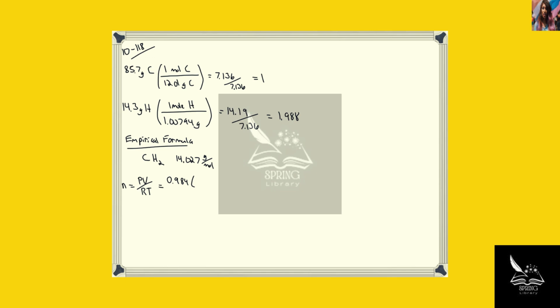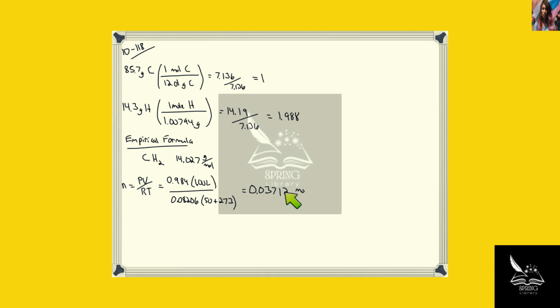The pressure they gave us was 0.984 atmospheres. We'll multiply that by the volume, which they gave us at 1 liter, and divide by R, 0.08206 liter atmospheres per Kelvin mole, multiplied by the temperature in Kelvin. They tell us it's 50 degrees Celsius, so we'll add 273 to that in order to get our Kelvin temperature. This then gives us moles of 0.03712. So to calculate the molar mass, we need to take the mass and divide it by the moles.